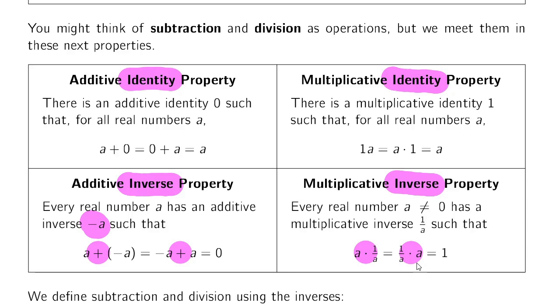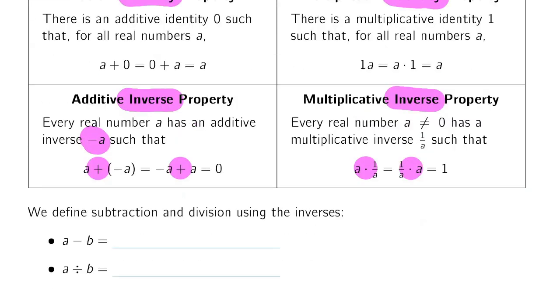And that's how we define subtraction and division. We define subtraction and division in terms of the inverses. So subtraction is really just addition in disguise. A minus b means a plus the opposite of b. Division is multiplication in disguise. A divided by b means a times the multiplicative inverse of b. Right? So subtraction and division are just defined in terms of addition and multiplication. They're not new operations in their own right.